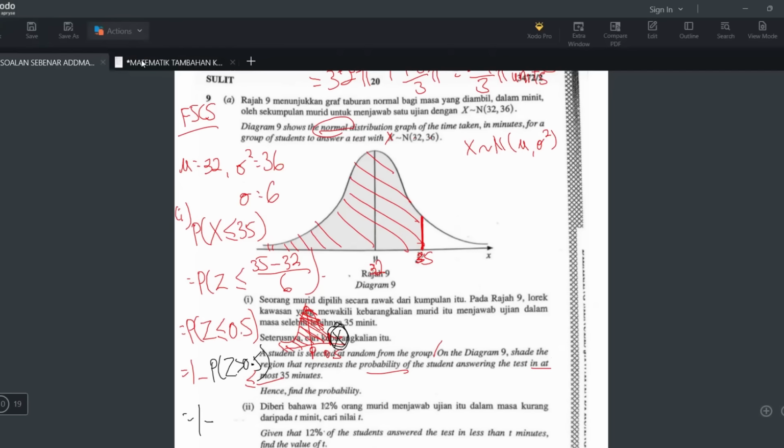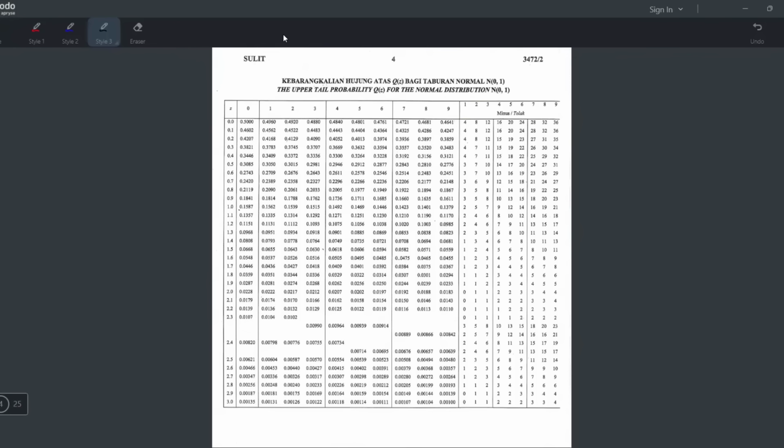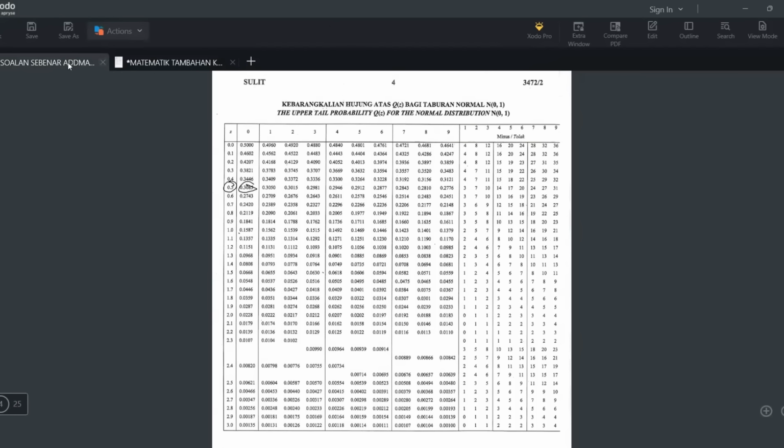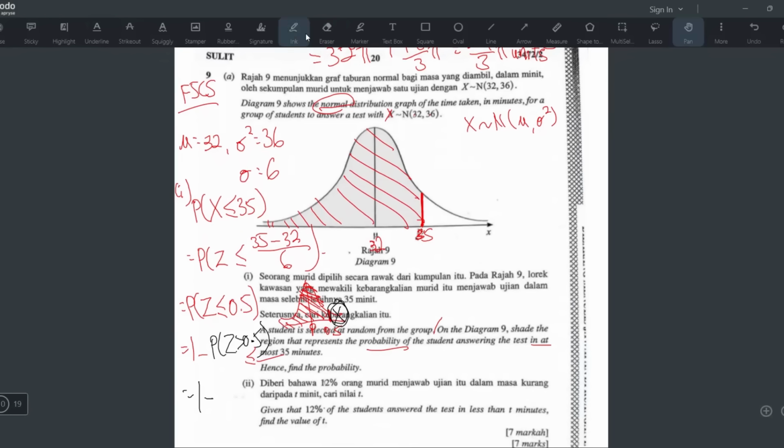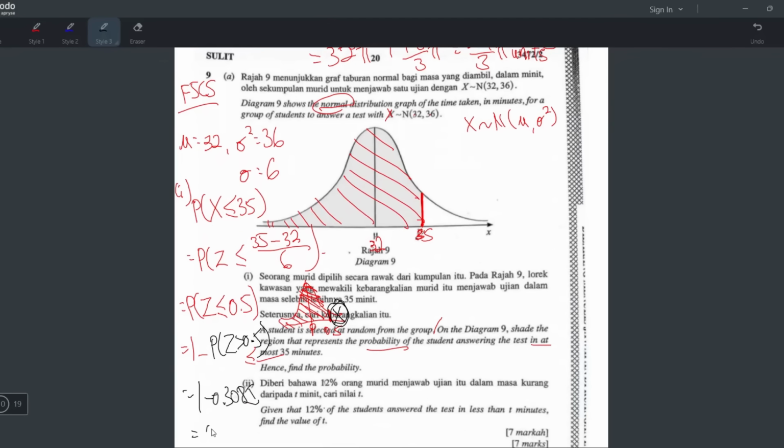So I will go to the Z score table and look for 0.5. I will go here and find 0.5, and then this is the answer, 0.50. So this is its answer, 0.3085. This is my probability, but not the final answer yet. I still have to take 1 minus, right? So what is 1 minus 0.3085? 0.6915. So that's the probability. The question asks to find the probability, so this is the answer, 0.6915. Alright, I'm done with this.